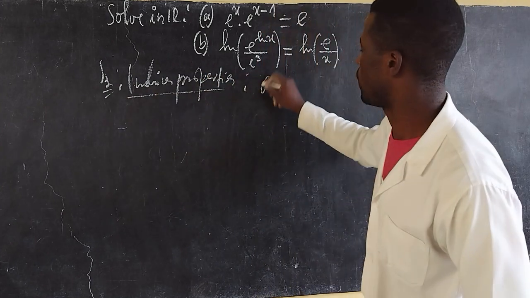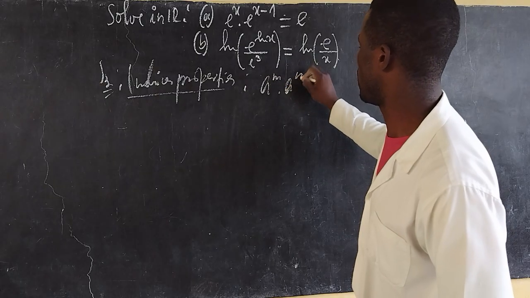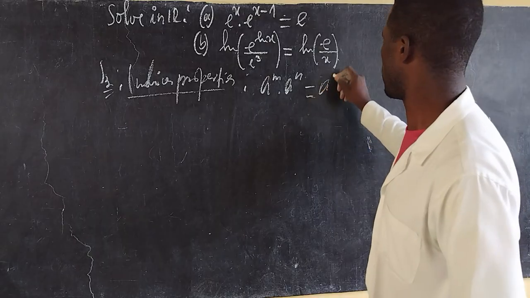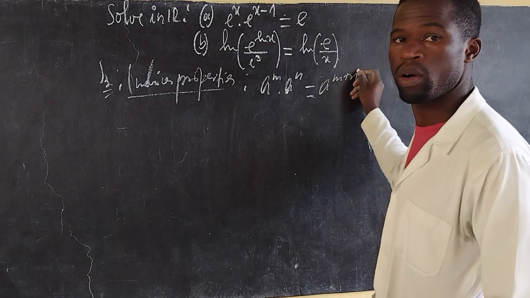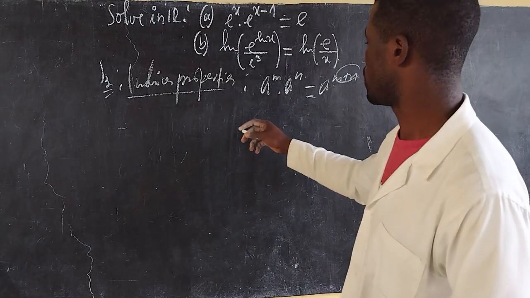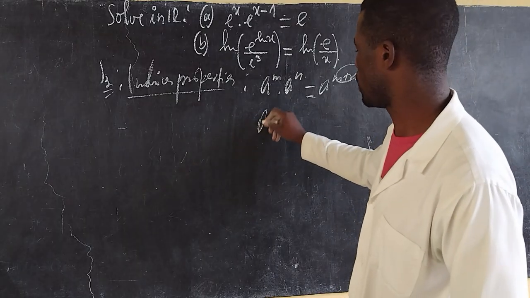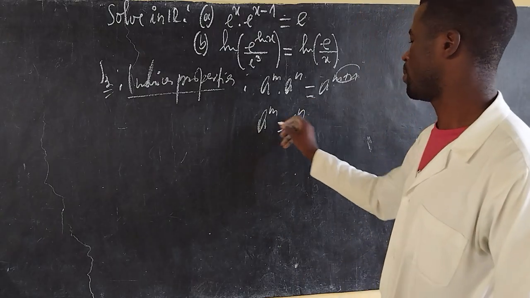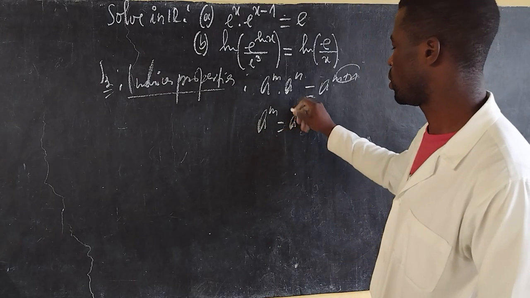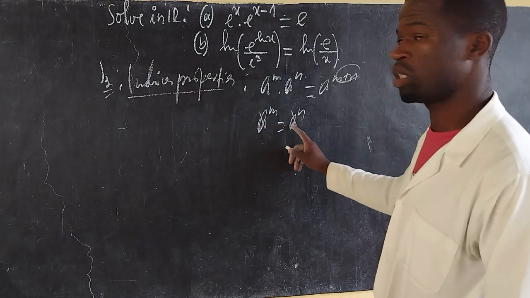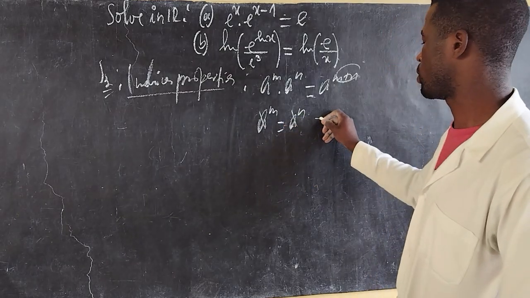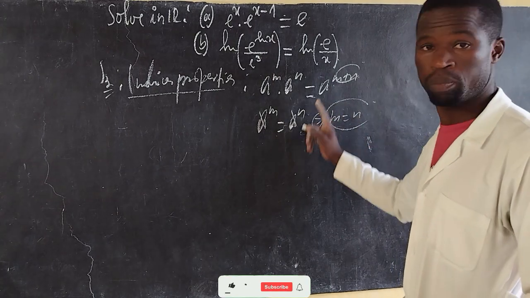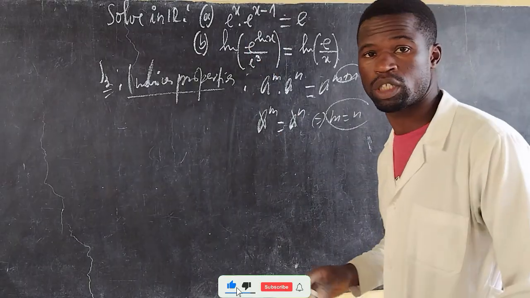remember that when you have a to the power m times a to the power n, if we have the same base, this is equal to a to the power m plus n; we add the powers together. And keep in mind that when you have a to the power m equal to a to the power n, if the bases are the same, you can cancel the bases, and we will remain with m equal to n. By using those two properties, you can solve this question very easily.